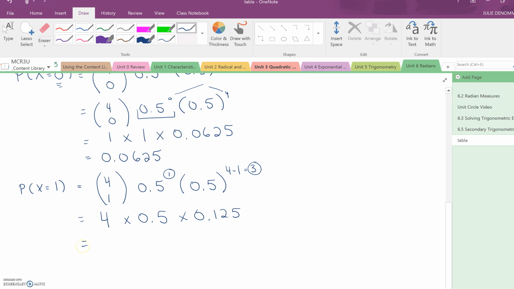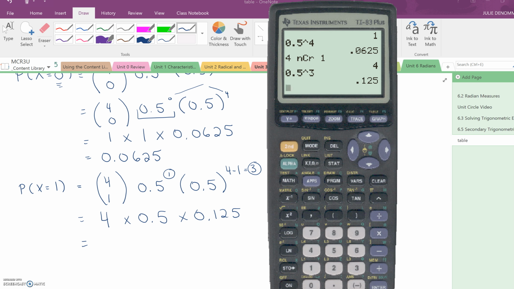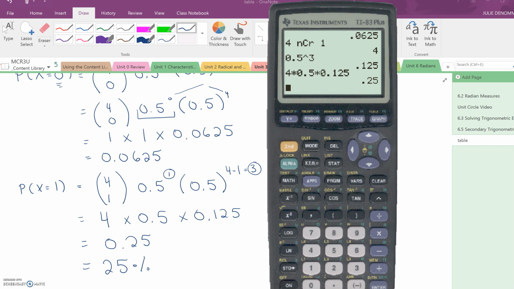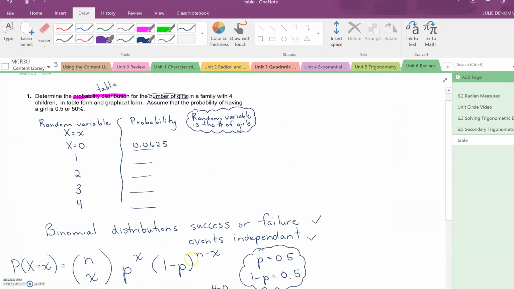And in this case, we get 4 times 0.5 times 0.125 equal to 0.25. So if you want to convert this to a percentage, feel free. Okay, so 25% chance. 4 times 0.5 times 0.125. Yeah, so 0.25 is what it is for the probability of getting 1 girl.